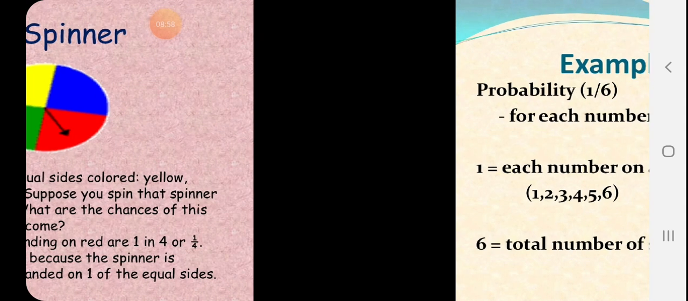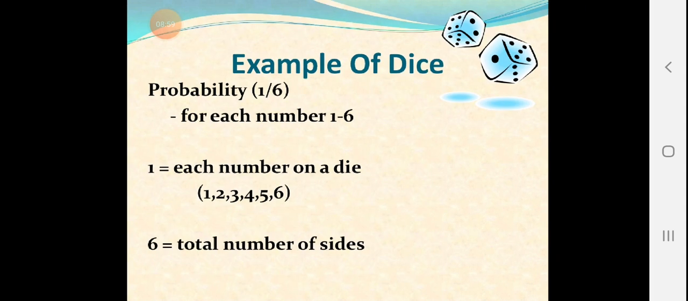These chances are so because the spinner is divided into 4 and it has landed on one of the equal sides. Now an example of a dice. The probability for each number will be 1 on 6 because a total of 6 numbers are there. The numbers on a die are 1, 2, 3, 4, 5, 6 and the total number of sides is 6. So the probability will always be 1 upon 6.